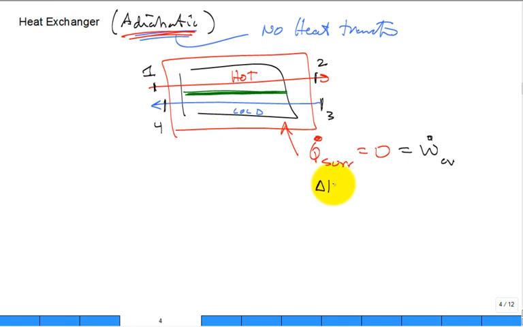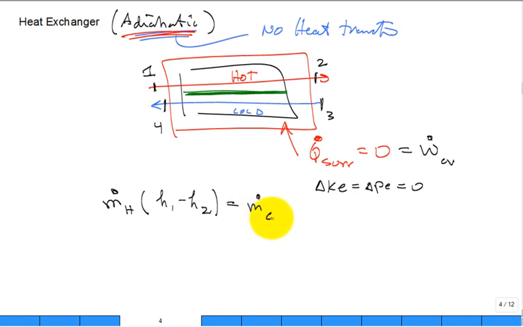Often the changes in the kinetic energy and the changes in potential energy of the flowing fluids are 0. You just get a very simple equation: the mass flow rate of the hot fluid times the enthalpy change of the hot fluid is equal to the mass flow rate of the cold fluid times the enthalpy change of the cold fluid. And that's the energy balance for the heat exchanger. I wouldn't memorize it. I would just be quick to derive it and then be able to read it, understand it.